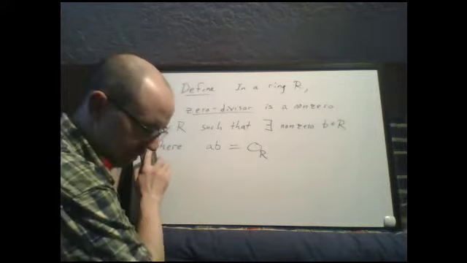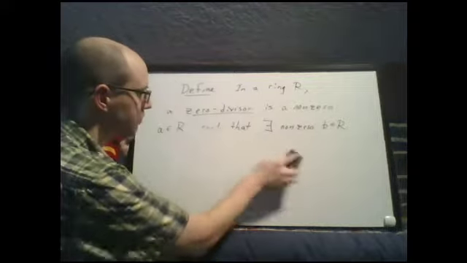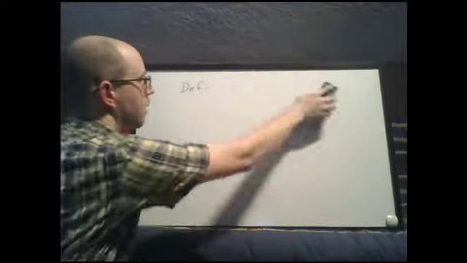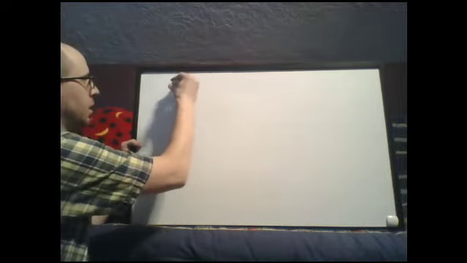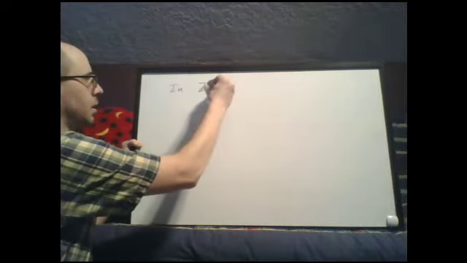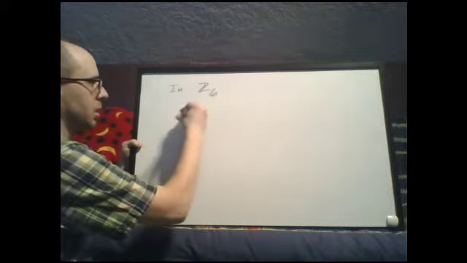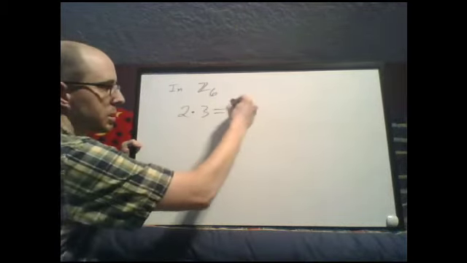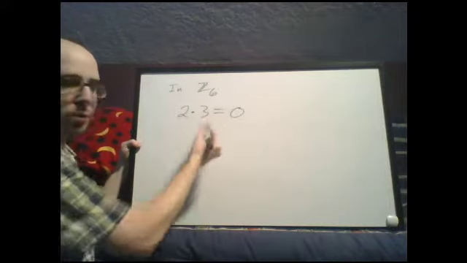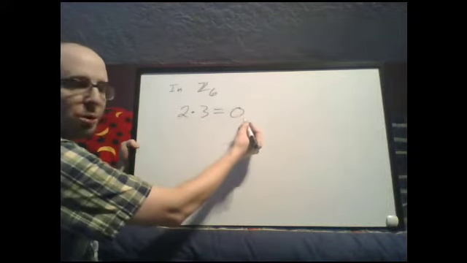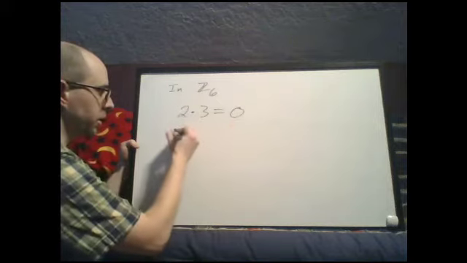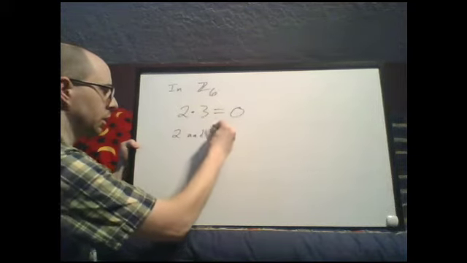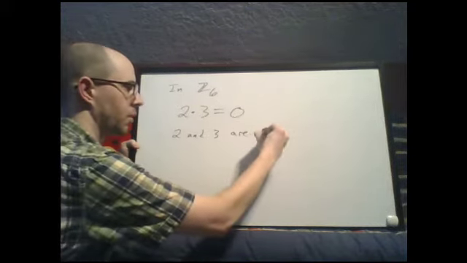All right, so let's look at some examples of zero divisors. We already saw one, I guess, but in Z6, 2 times 3 is 6, but 6 is 0 mod 6. So 2 and 3 are non-zero. They multiply to give you 0, so they're zero divisors. 2 and 3 are zero divisors.